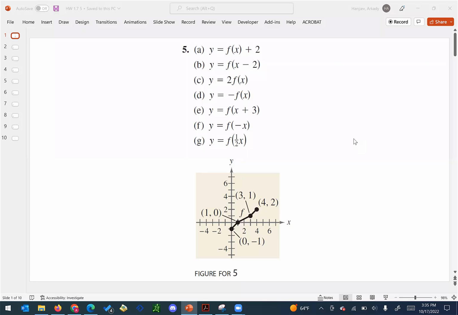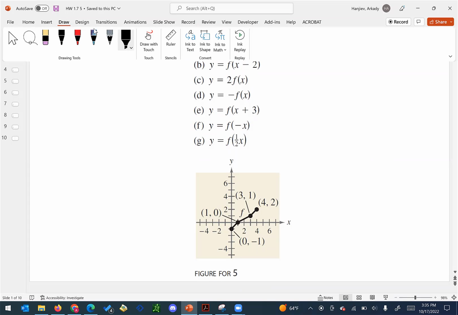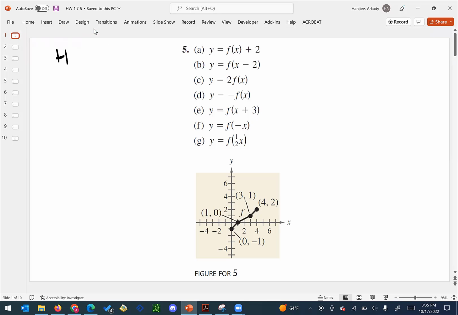All right, let's begin here. So this is 1.7. I should write it on here. So this is homework 1.7. It is number 5. It's A, B, C, D, E, F, G. So we've got a long ways to go here. So let's go for it here.